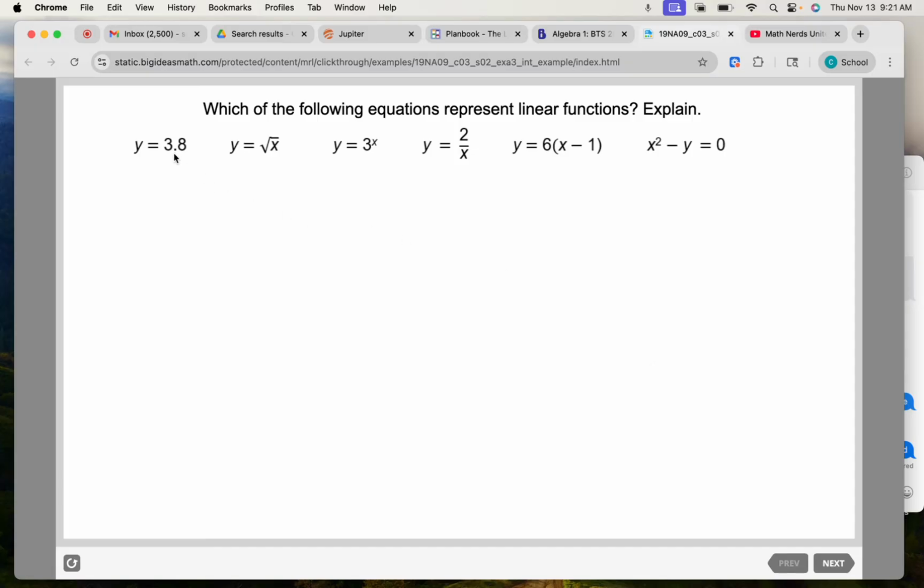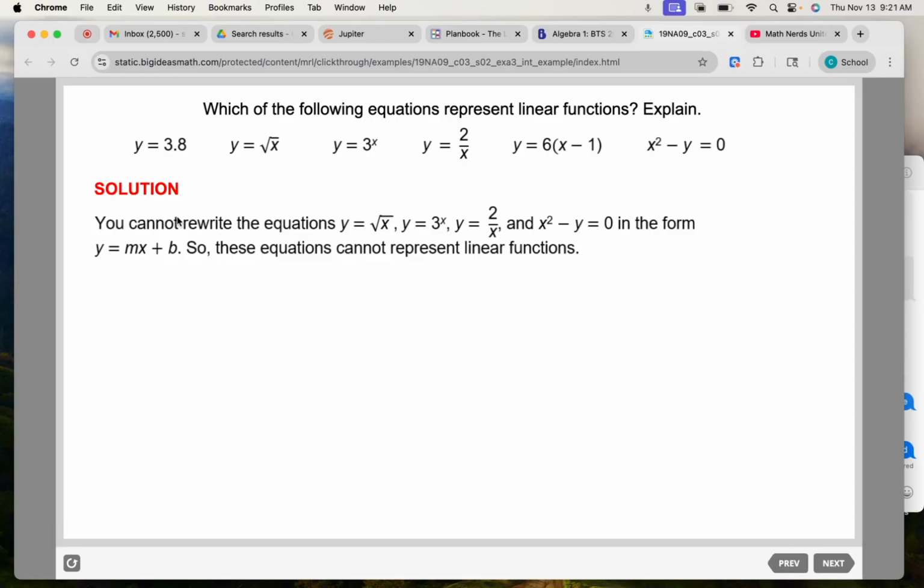No. Slope is m, which would be in front of an x value. Is there an m and an x value? There isn't. But if there isn't, what is the slope? 0. So the slope is 0. So could I write this as y equals 0x plus 3.8? Yes. So then it would be a linear function. This is a horizontal line.